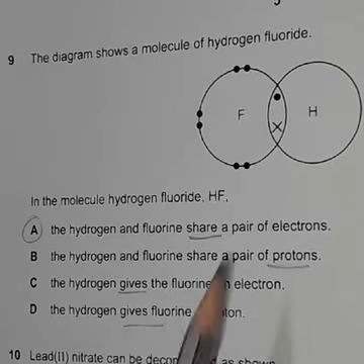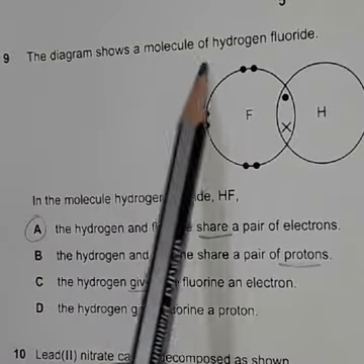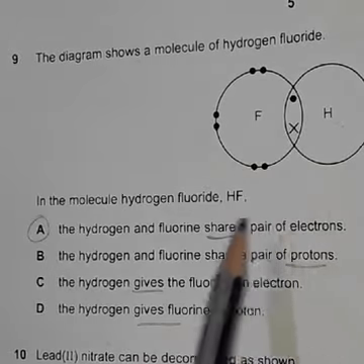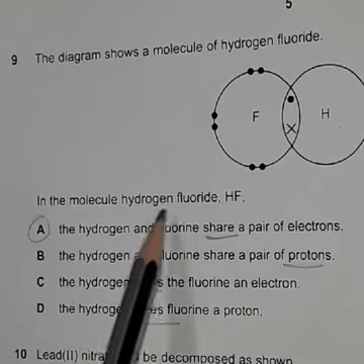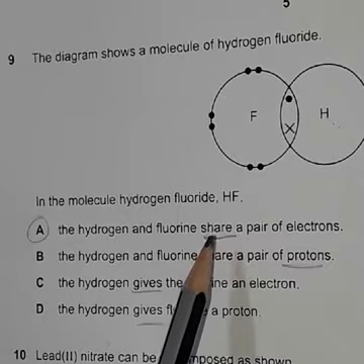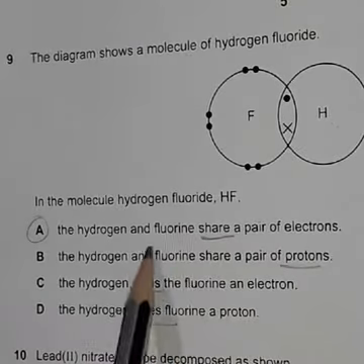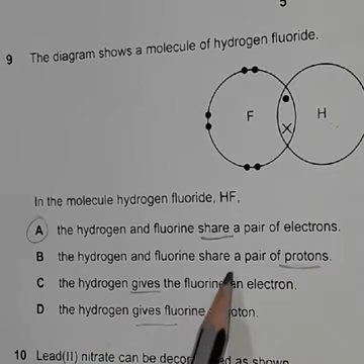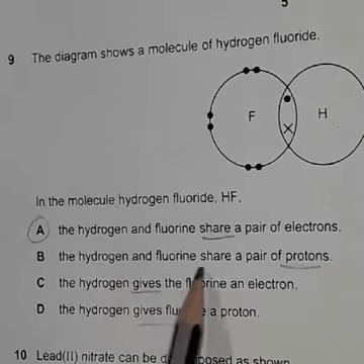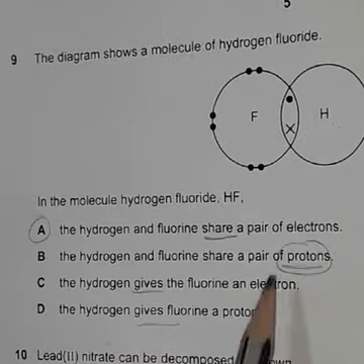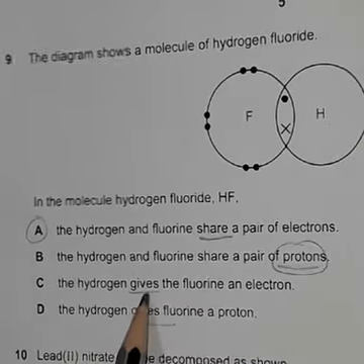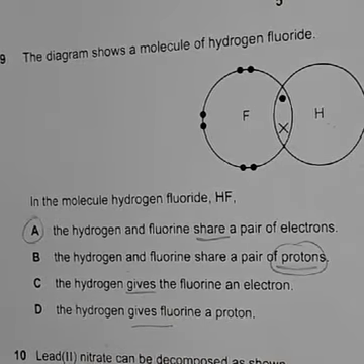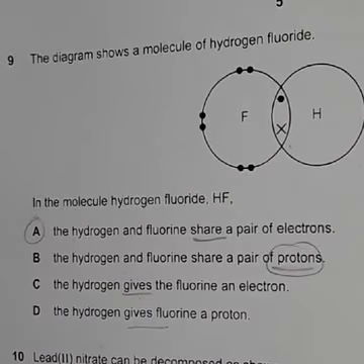Okay, this question says the diagram shows hydrogen fluoride. This is the structure of hydrogen fluoride. The question is asking, in this molecule HF, what happened? Hydrogen and fluorine share a pair of electrons. So we know this type of structure is a covalent compound.